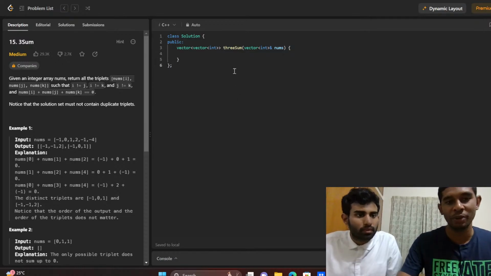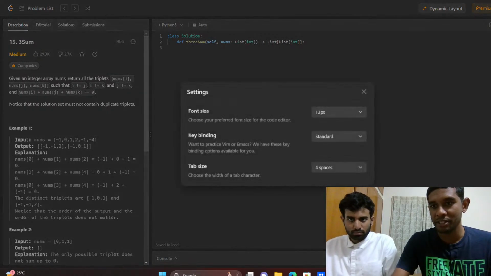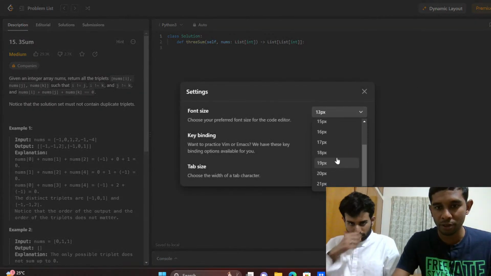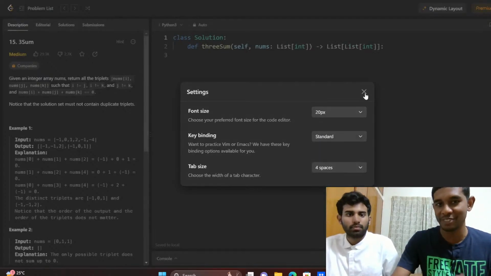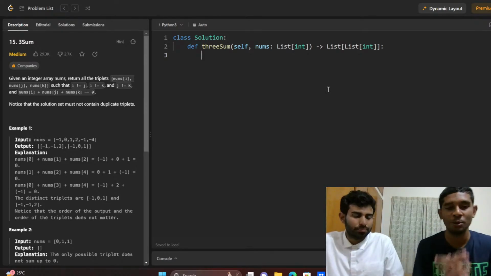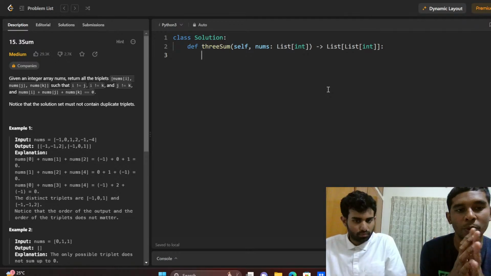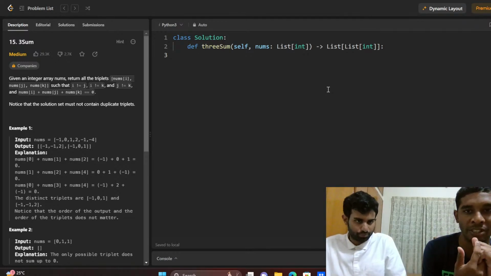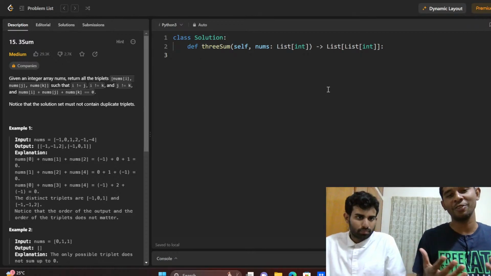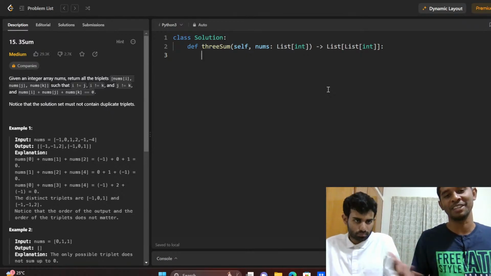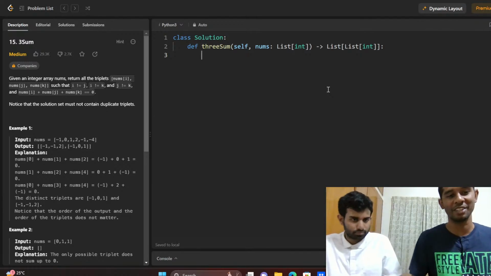This is a very, very popular problem, the threesome problem. Let me just increase the size of the font first. Okay, for this problem, I think you would be helped if you had some idea of what the twosome problem was. It's not necessary, but at the end of the day, threesome is just an extension of twosome. You have two numbers to add up there, and here you have three numbers to add up. That's the only difference I would feel.